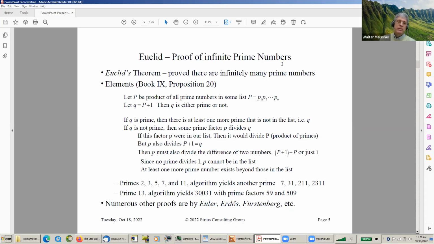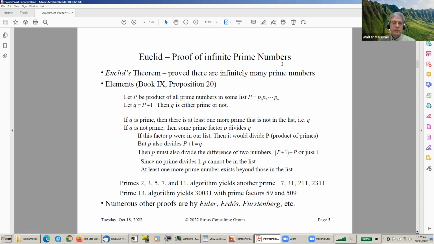So Q can either be a prime or not. If Q is a prime, then there's at least one more prime that's not in the list. And if Q is not a prime, then there's a way of determining if it should be in the list. And I'll just give an example.